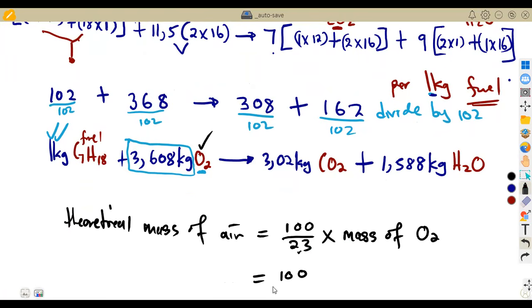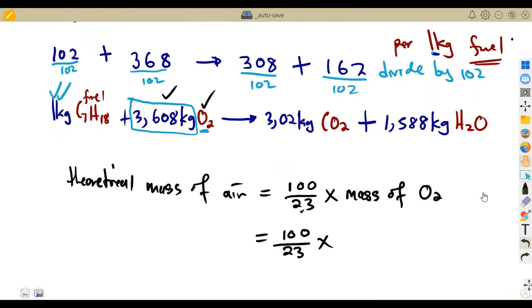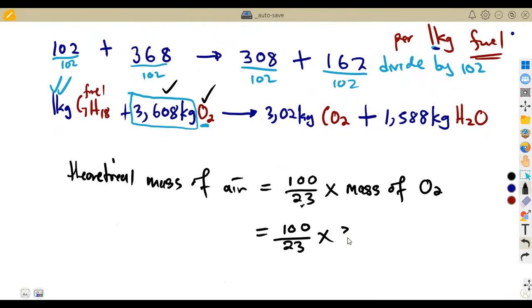So here we're just going to substitute. Since we have the mass of oxygen from our formula, we are going to take that mass of oxygen, which is 3,608 kgs. This is the mass that is affecting our oxygen in this case. So if we simplify properly from this one, we are going to obtain something like 15,687. So that is the answer there, which is the theoretical mass of air.